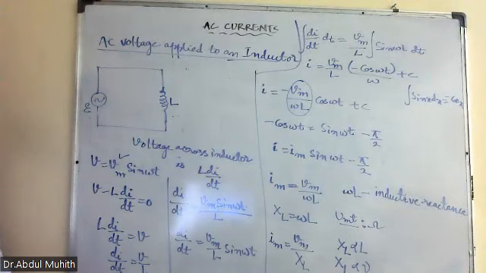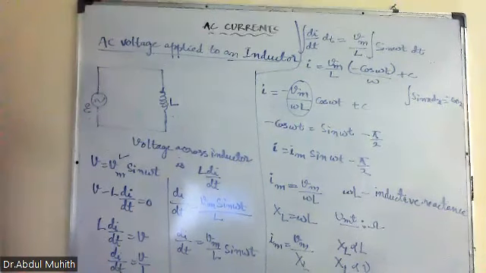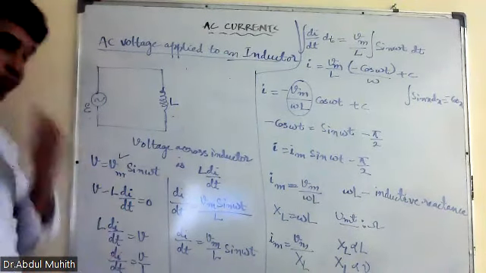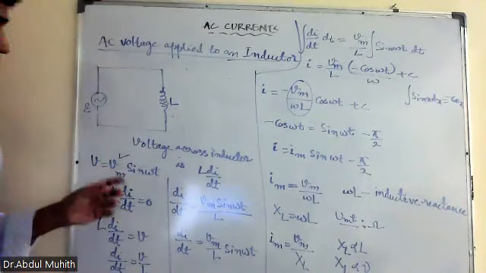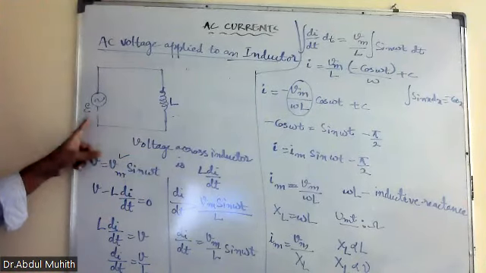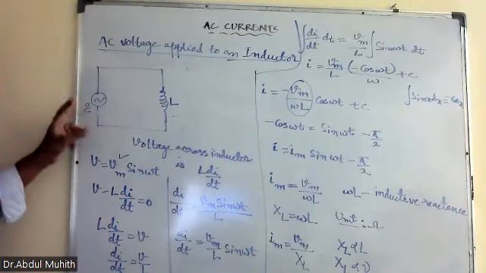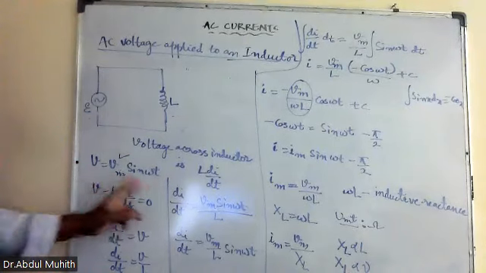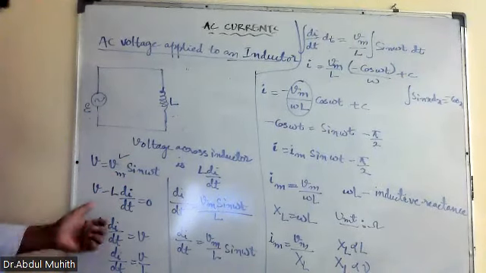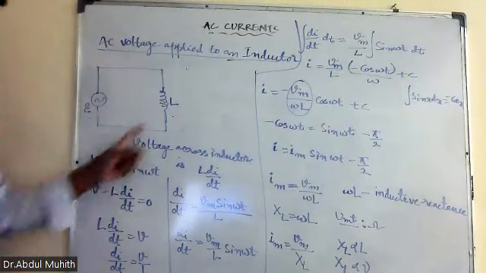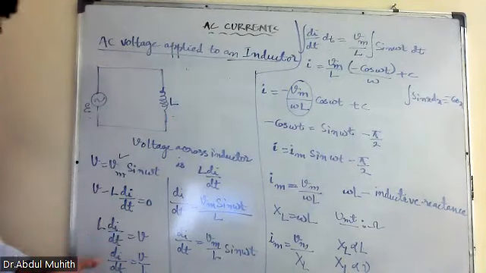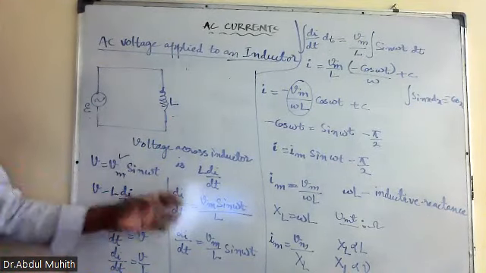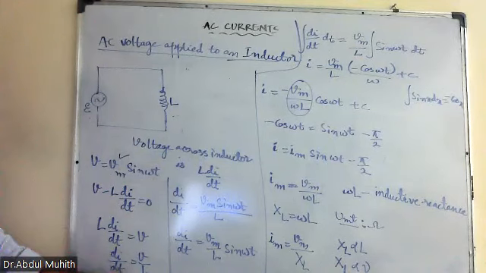Is that clear? And here I will draw the waveform. Once again, see this circuit from the beginning. This is the inductor and this is the input. So the input voltage V is equal to Vm sin omega t. The voltage across the inductor is L into di by dt. Bring this on the other side, cross multiply.